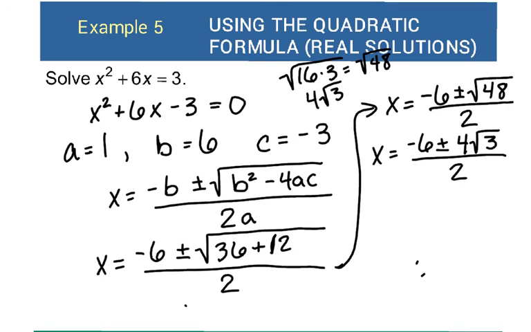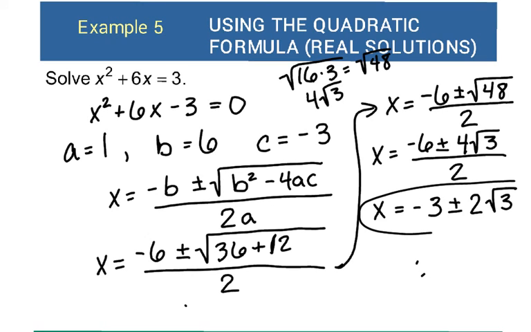Now the last step is to divide by 2, because everything in the numerator is divisible by 2, so do that. -3 is what you end up with for the first term, plus or minus 2 square root 3. And there is our solution.